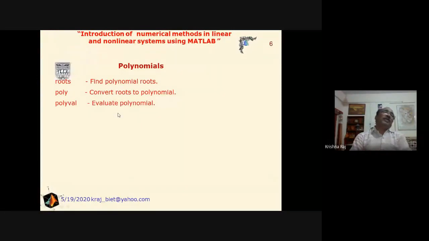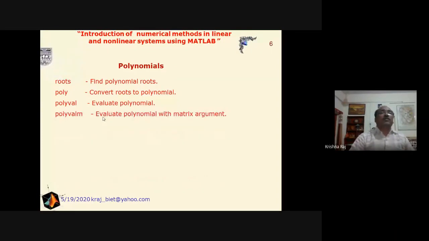Now, if we are interested in getting the value of a polynomial at a particular value, we will write polyval and, in brackets, the value at which we are interested in getting the value of the polynomial. And if we are interested in evaluating the polynomial with a matrix argument, then we write polyvalm, the polyval with the matrix. Partial fraction expansion, that is the residues, can be derived by the command residue.